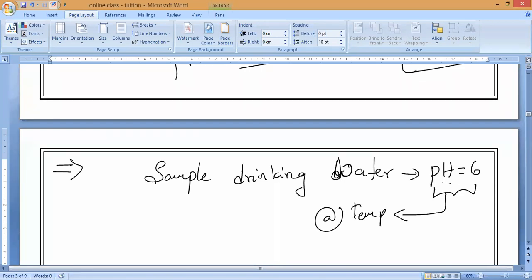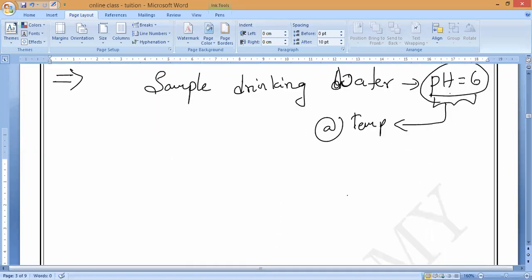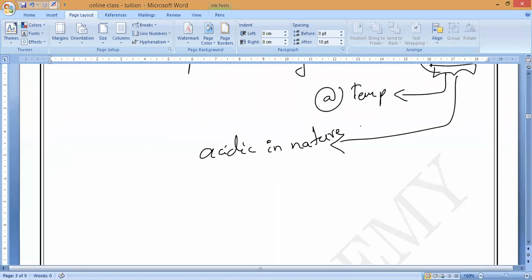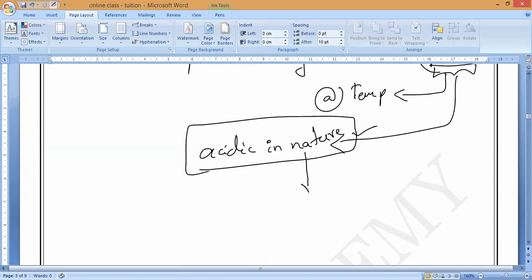So now pH value 6 means, all of you should respond, pH value 6 means what? Either it is acidic in nature or basic in nature. Acidic in nature. So if it is acidic in nature, the pH value is what? Less than 7. Did you understand? All of you respond. Yes, sir. Important question. So acidic in nature. Now, if I want to neutralize it, I want to increase the pH value. Is it yes or no? Yes, sir.